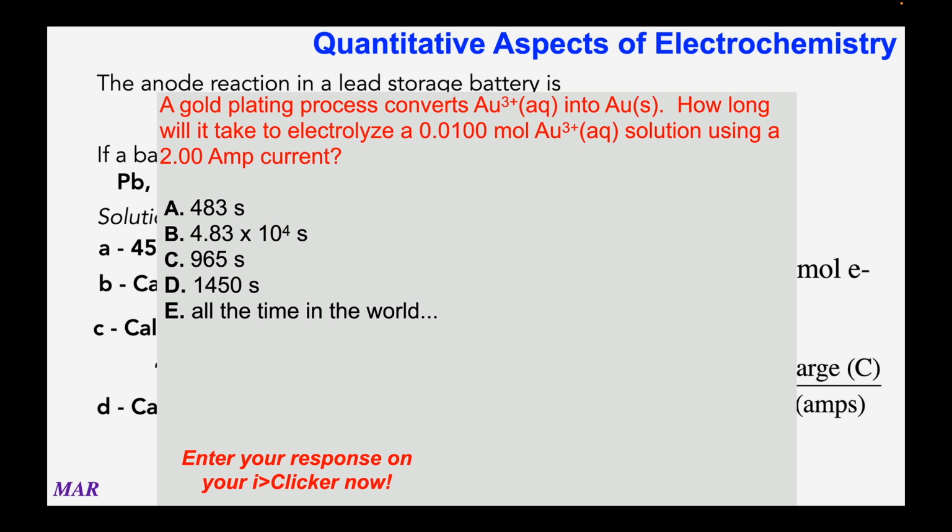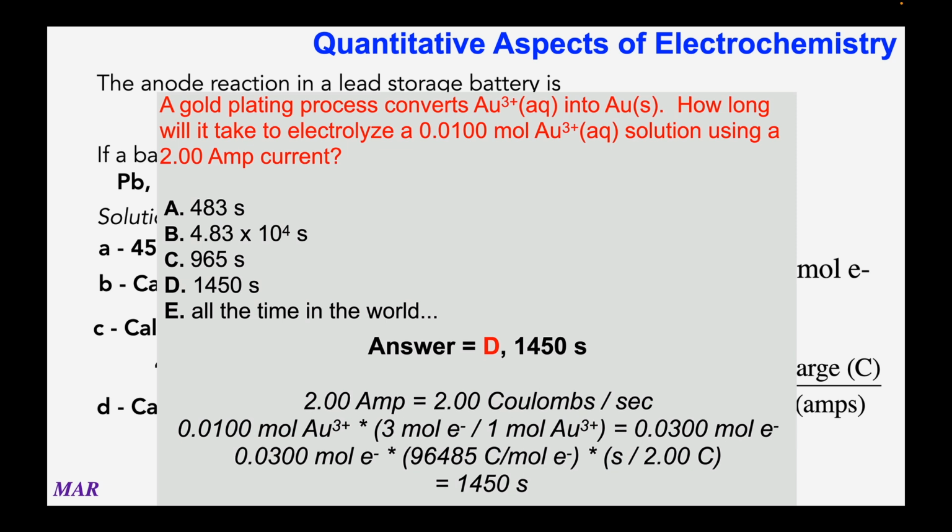All right, no problem. So we have a total of 0.010 moles of gold 3+. It's going to take 3 moles of electrons to turn the gold 3+ into gold. So multiply the moles by 3 in order to find moles of electrons. We'll then multiply by Faraday, which is coulombs per mole of electrons, to find out how many coulombs that represents. And finally, we'll divide by the amps because that's coulombs per second, and we'll end up with a number of seconds. So if you do all of that, and here's the math involved, it comes down to 1,450 seconds.